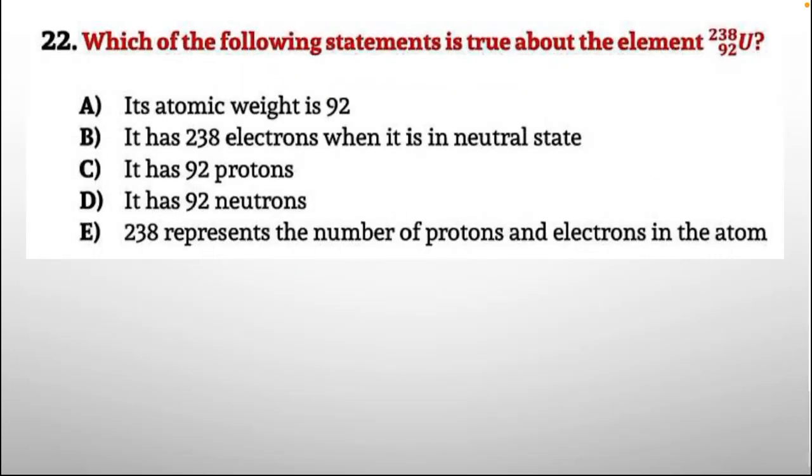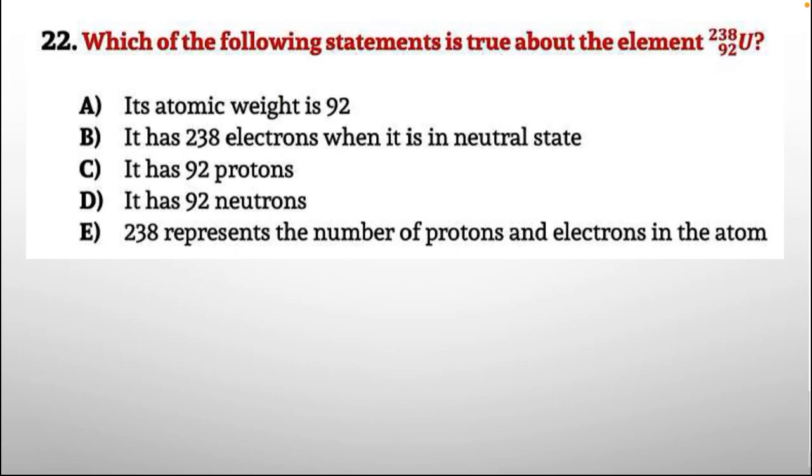Moving on, question number 22. Which of the following statements is true about the element U-238-92? Options are given. A. Its atomic weight is 92. B. It has 238 electrons when it is in neutral state. C. It has 92 protons. D. It has 92 neutrons. E. 238 represents the number of protons and electrons in the atom.